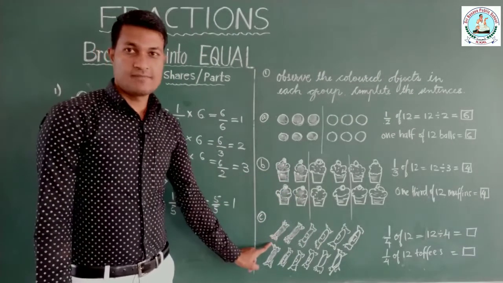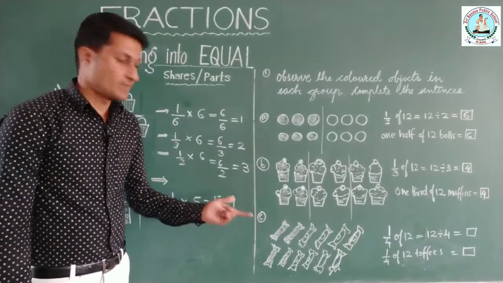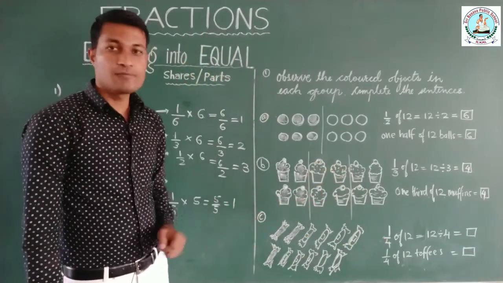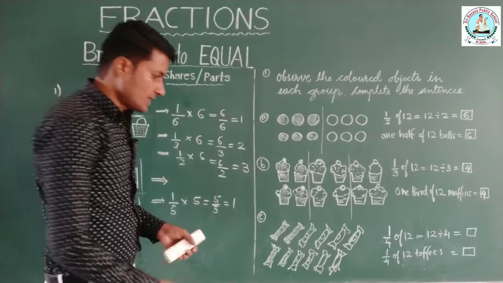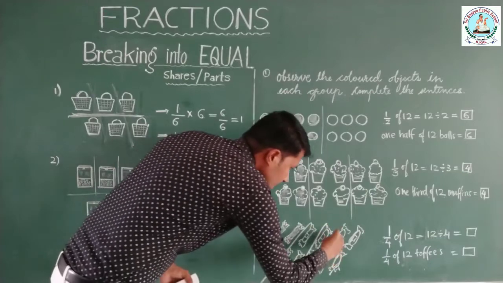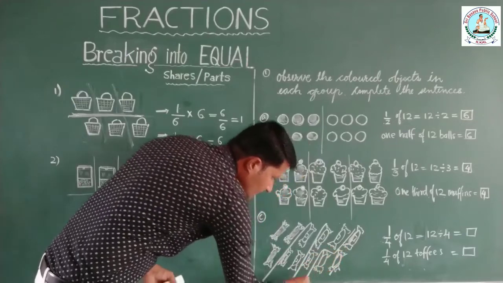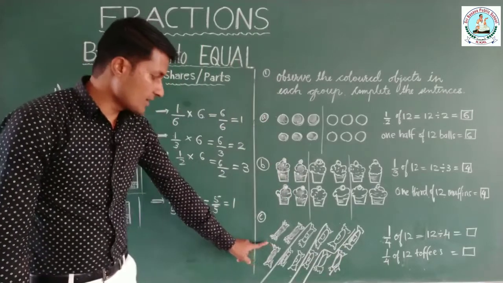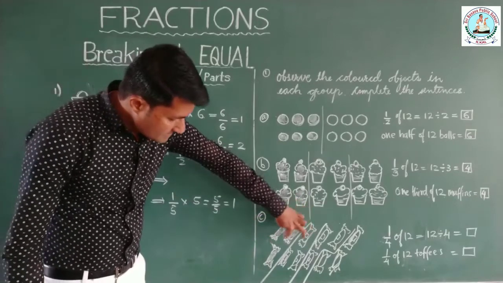Come to toffees. So this is a group of toffees. So here some toffees are already colored. But before that, in how many parts has this group of toffees been broken into? How many parts they have made? 4. So you also make 4 parts. 1, 2, 3, and lastly it is 4. So they have made 4 equal parts in this group of toffees, and 3 toffees are colored already.